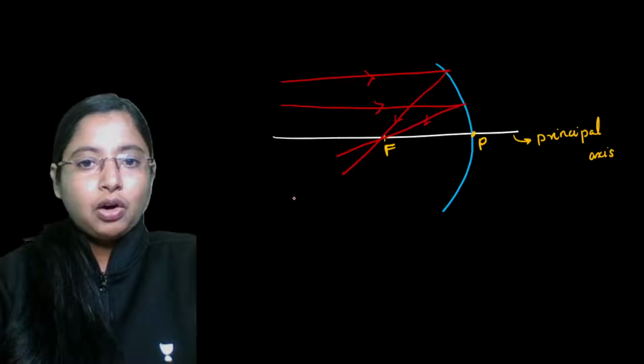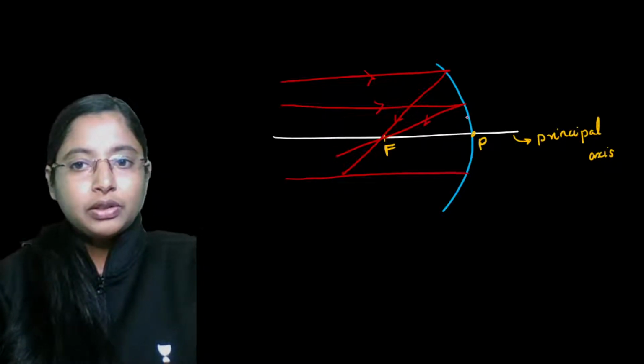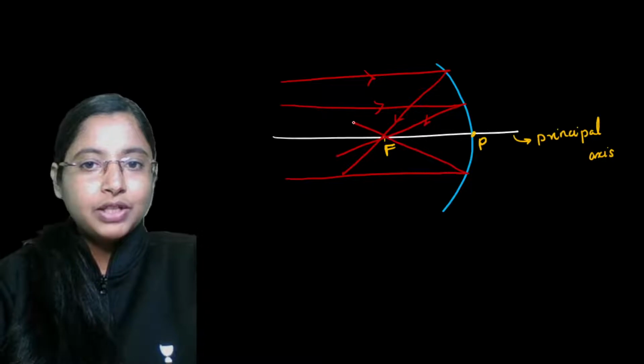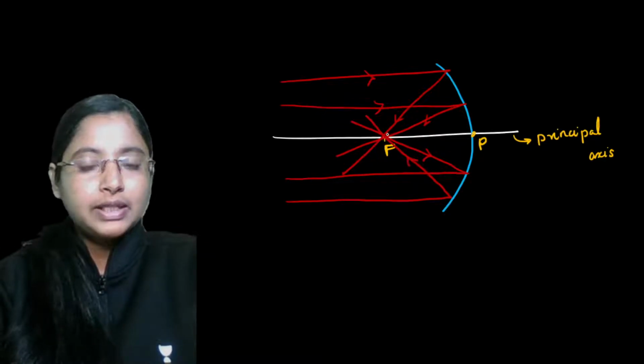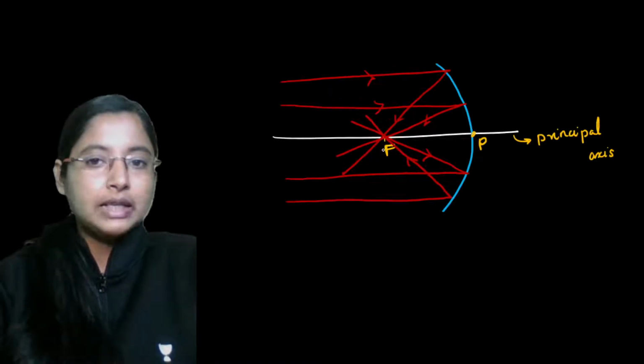So if you see, all of these rays that are incident on this mirror converge. In this case, they converge at a point. The point where all of these rays converge is called the focal point.